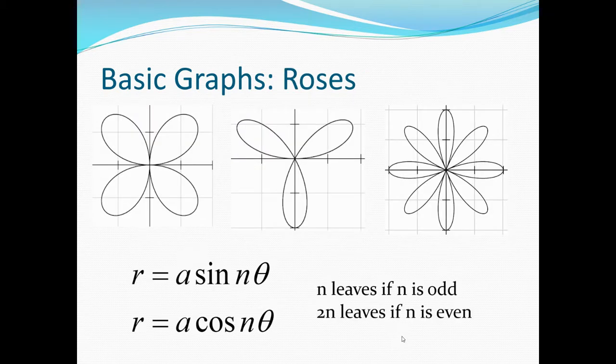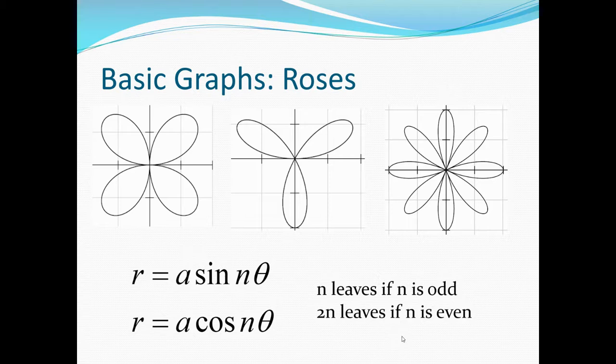Another one is called a rose. They look more like flowers than necessarily a specific rose, but they're in the form R equals A sine n theta and R equals A cosine n theta. If n is odd, there's exactly that many leaves. If n is even, there are double the number of leaves.